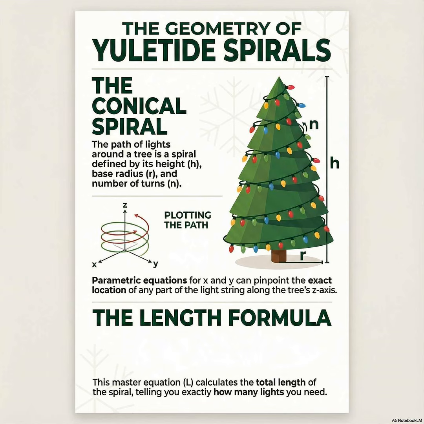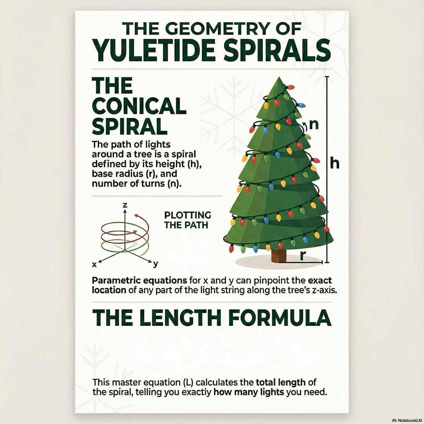And that's exactly what we're doing in this deep dive. We're looking at the math behind that perfect spiral. How do you model it? And maybe more importantly, how do you figure out exactly how many lights you need? It's geometry hidden in plain sight. And the model we're looking at really boils down to three key things about your tree. You need h, the height. R, which is the radius of the base, so how wide it is at the bottom. And n, which is just the number of times you want the lights to wrap around the tree.